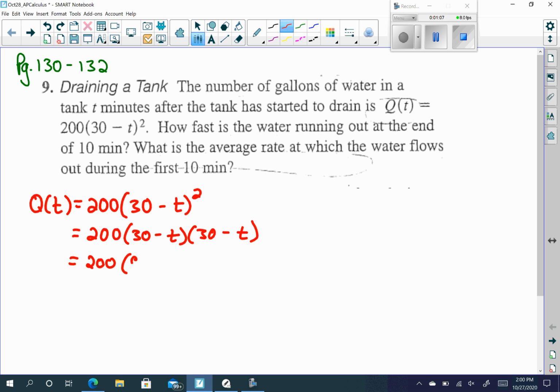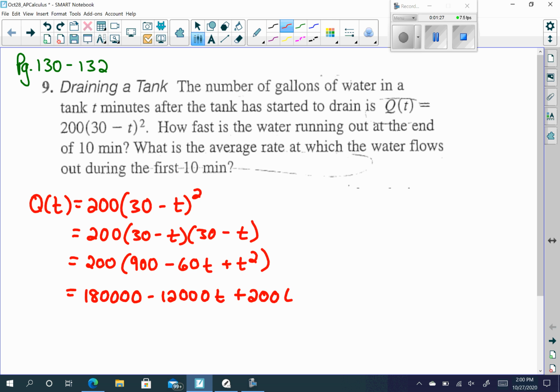So we're going to get a 900. Outside and inside is going to give me a minus 60t and then plus a t squared. So 200 times 900 is actually going to give me 180,000 minus 12,000 t and then plus 200 t squared.